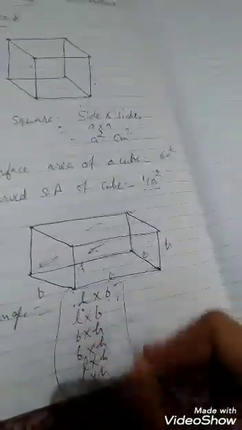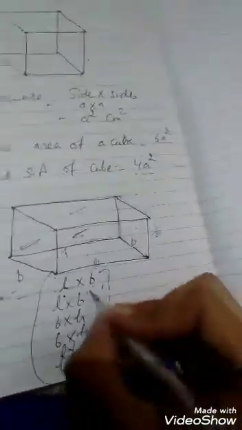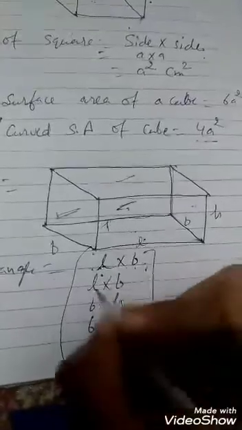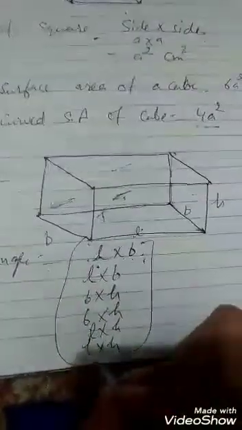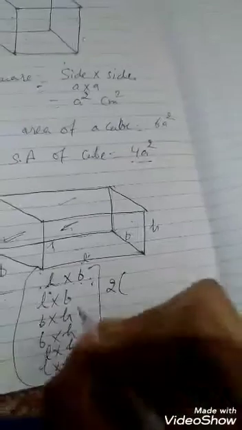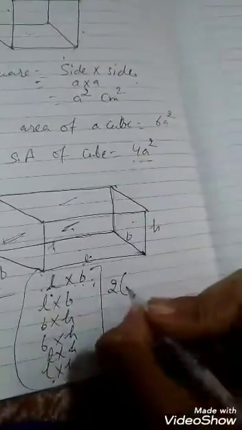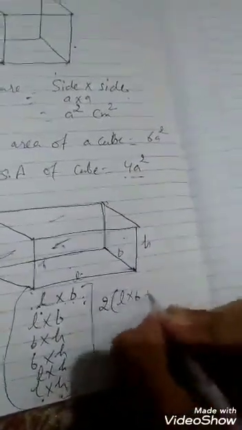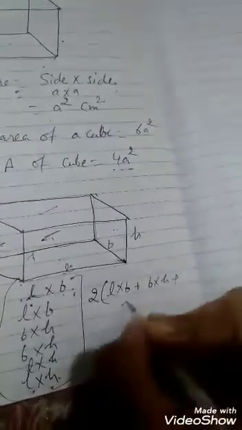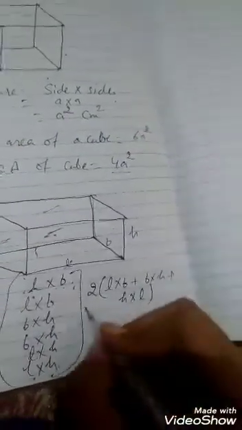If we add all these 6 areas, we get L into B 2 times, B into H 2 times, L into H 2 times. It means the total surface area of a cuboid is 2 into (length into breadth plus breadth into height plus height into length). This is the total surface area of a cuboid.